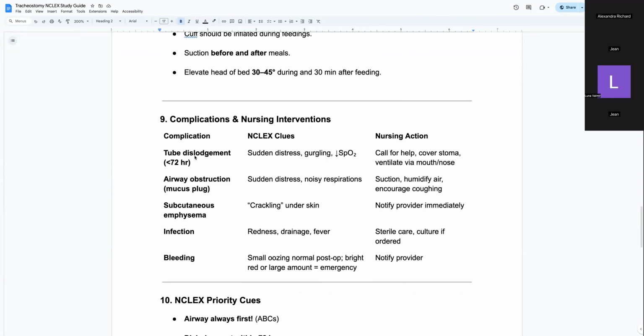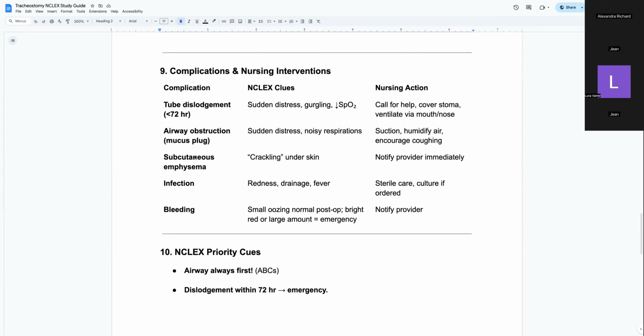Then we're going to talk about complications. That's where we left off. So complications and nursing interventions. If the tracheostomy tube gets dislodged and it's less than 72 hours old, remember, you call for help, you cover the stoma, and you ventilate over the mouth and nose.